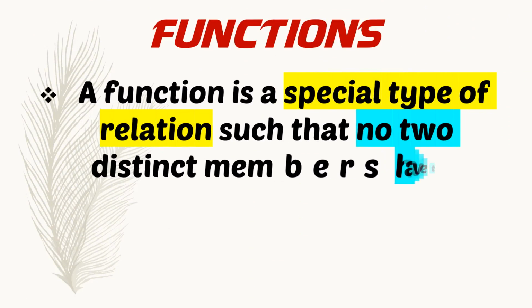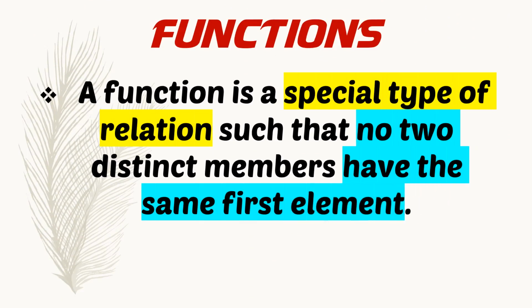So, this time, let us define a function. A function is a special type of relation such that no two distinct members have the same first element. Again, a function is a special type of relation, special type, meaning there is a condition. The condition is no two distinct members have the same first element. When we say distinct, they are not the same. They are two different numbers or two different elements. And when you say first element, we are referring to your abscissa. So, for it to be a function, your abscissa should not be paired to two or more different numbers. Okay, remember that. Your abscissa should not be paired to two or more different numbers because it is a special type of relation.